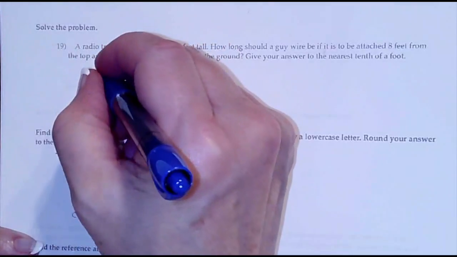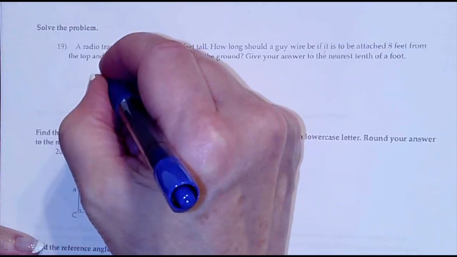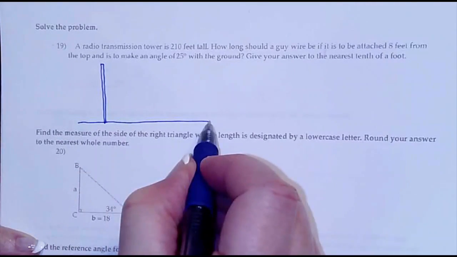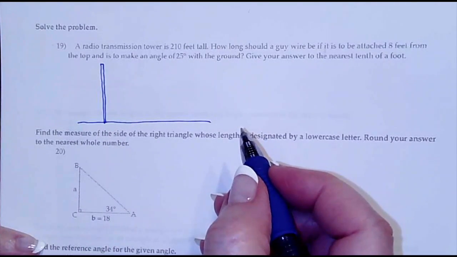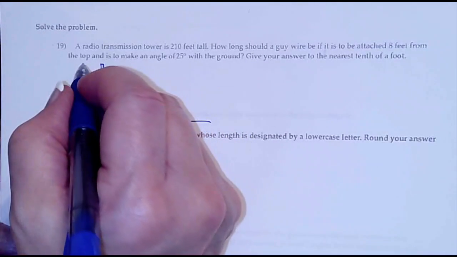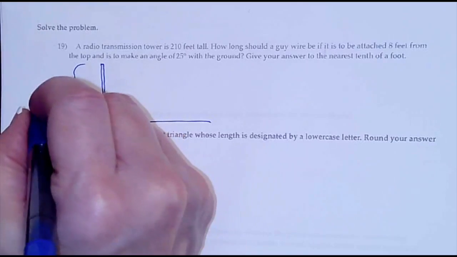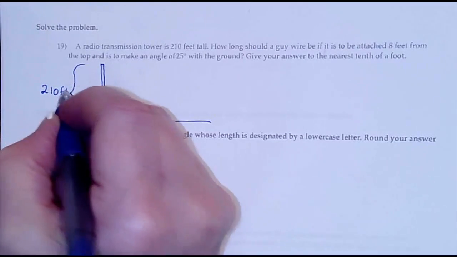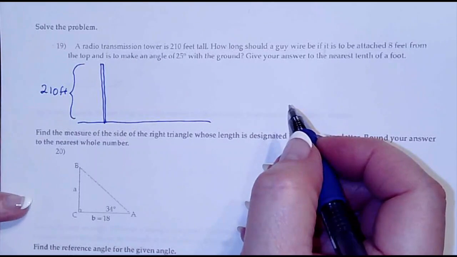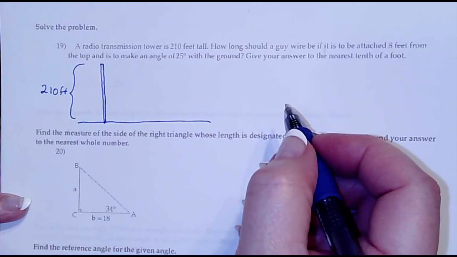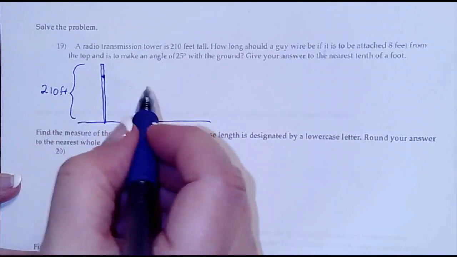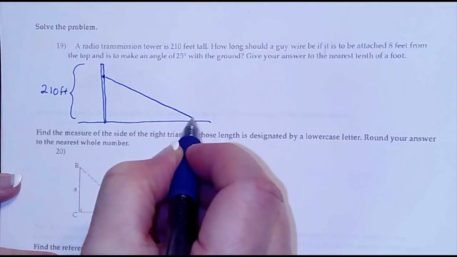So we have this tower. And here's the ground. And it says that the tower itself is 210 feet tall. So this whole thing from here to here is 210 feet. Then it says that you want to attach the guy wire 8 feet from the top, and it's to make an angle of 25 degrees with the ground. So you're attaching it here. It's going to the ground.